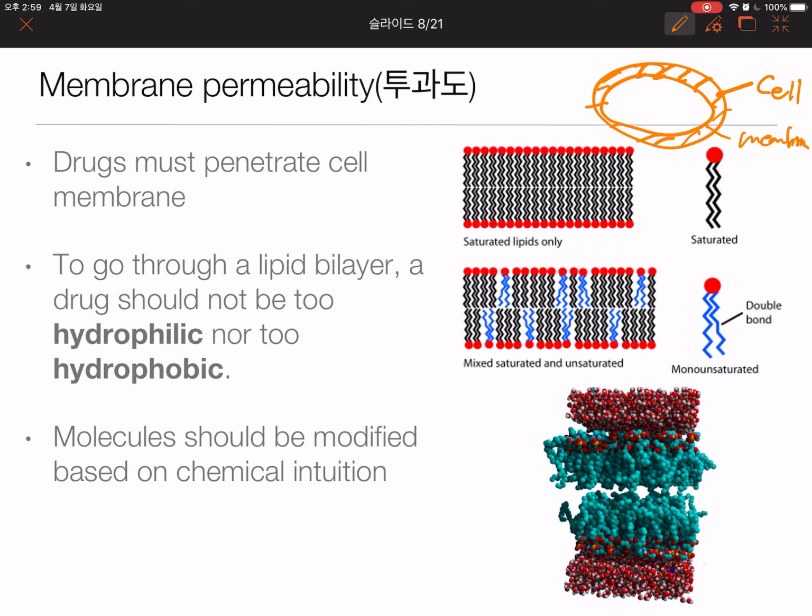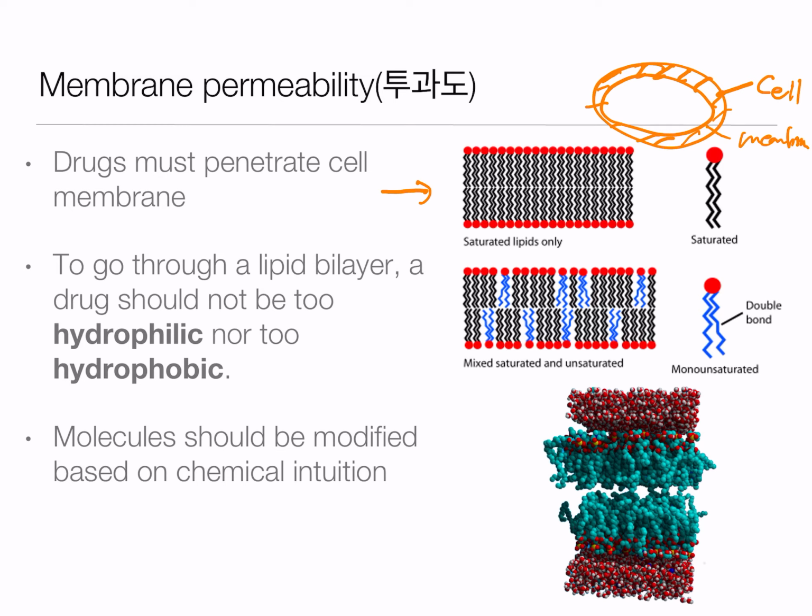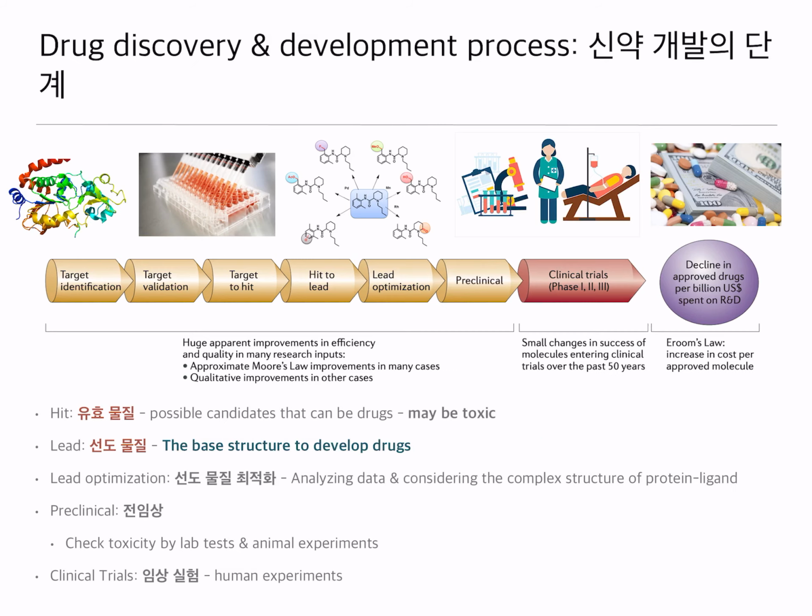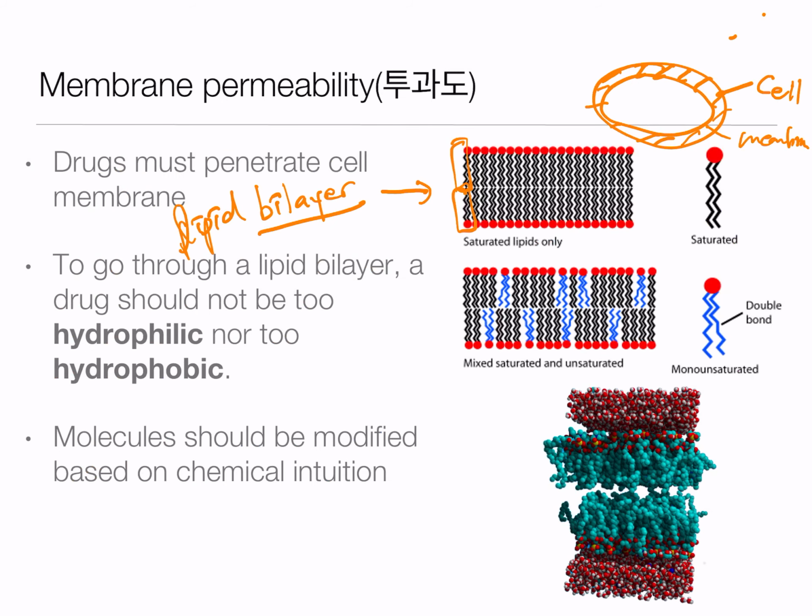Cell membranes actually consist of this kind of lipid structure. This is the lipid bilayer. It's called a lipid bilayer because it consists of two layers of lipids with opposite directions, okay? Yeah, with opposite directions.